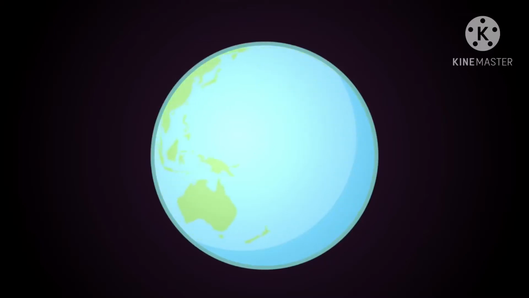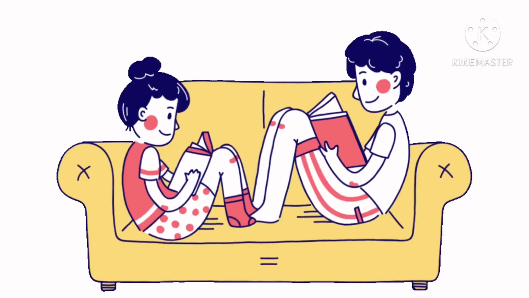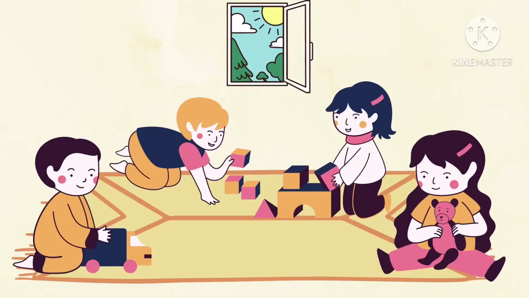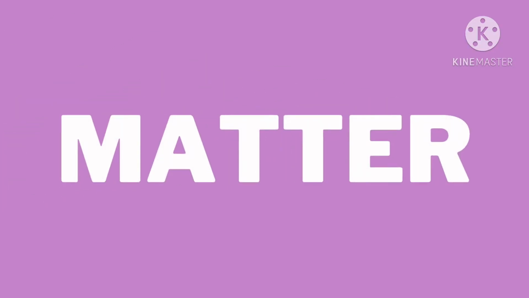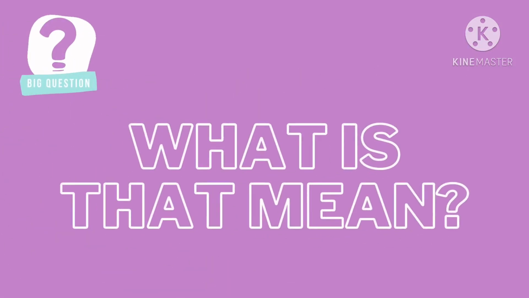On Earth, everything that we cross in our life, like the air you inhale, the books you read, and toys you play with, is made up of matter. But what does that mean?